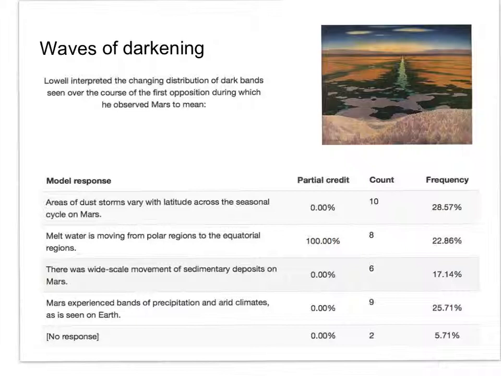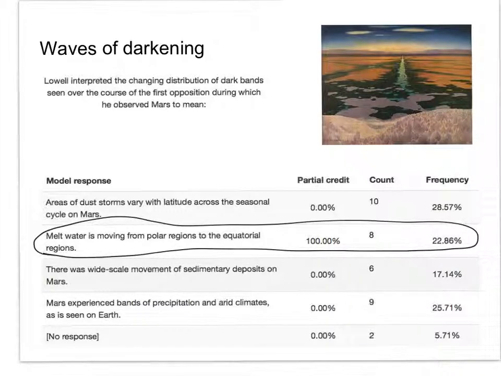Okay, these waves of darkening, basically Lowell thought, as well as other people, that these were an attempt, either natural in the case of many observers, or artificial in the case of Lowell, that we had water melting at the poles during the spring and summer seasons, and that water eventually moved its way from the polar regions down toward the equatorial regions.